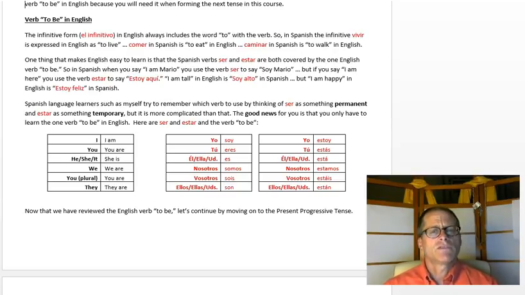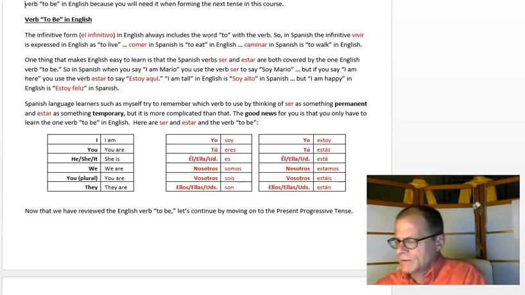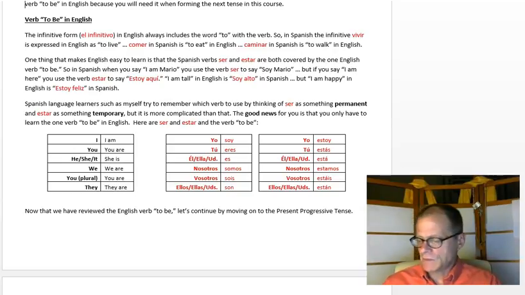Now that we have reviewed the English verb to be, let's continue by moving on to the present progressive tense. However, before you see that lesson, I need to make you aware of one thing. You're going to see a photo of a guy who is very doubtful. I mean, él pregunta, ¿quién es este profesor? He's very doubtful.